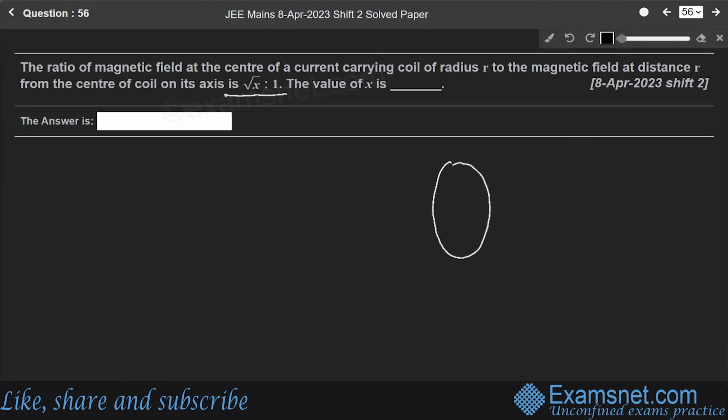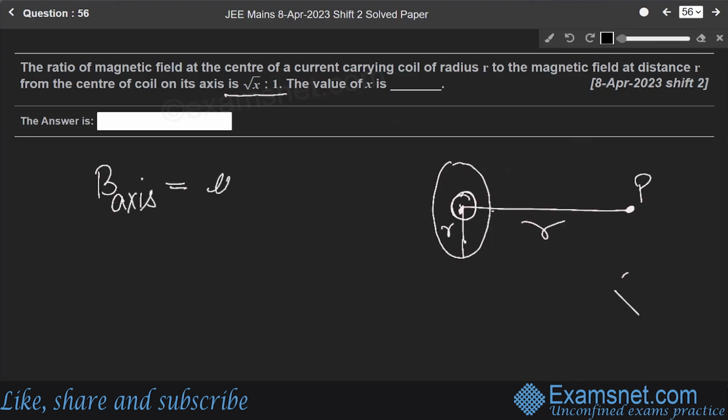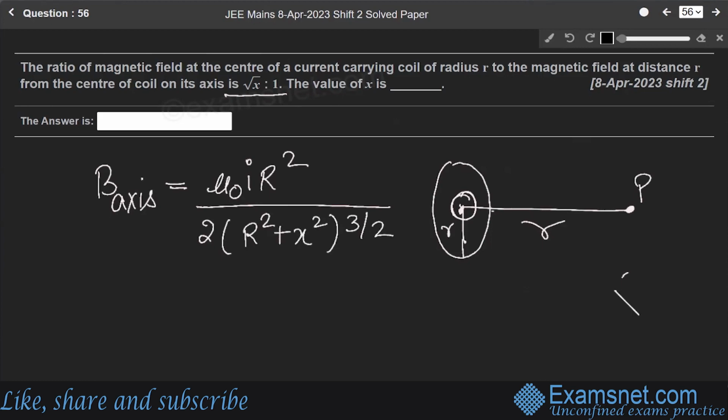The ratio of the magnetic field at the center of a current carrying coil of radius r to the magnetic field at a distance r from the center. We have to find the ratio of the magnetic field at the center and the magnetic field at this point P. Basically, the magnetic field on the axis is equal to, the formula for this is mu naught I r square over 2 (r square plus x square) raised to the power 3 by 2. Got it?